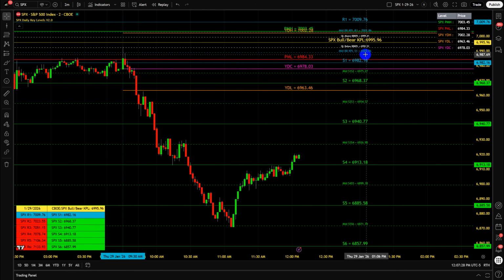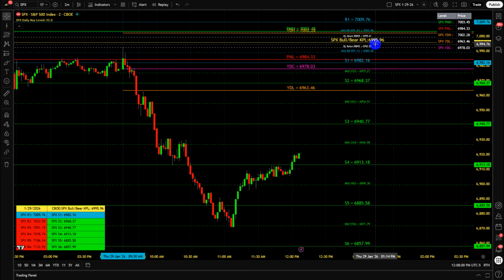So with the V2.0 indicator, your main key level is the bull bear KPL. Your other main key levels on the V2.0 indicator are going to be your R1 through R6 levels and your S1 through S6 levels. So keep in mind that with this indicator, you can take bullish or bearish trades off of any of the main S levels below the bull bear KPL, or bullish or bearish trades off of any of the main R levels above the bull bear KPL. And of course, depending on price action, you can take a bullish or bearish trade off of the bull bear KPL as well.